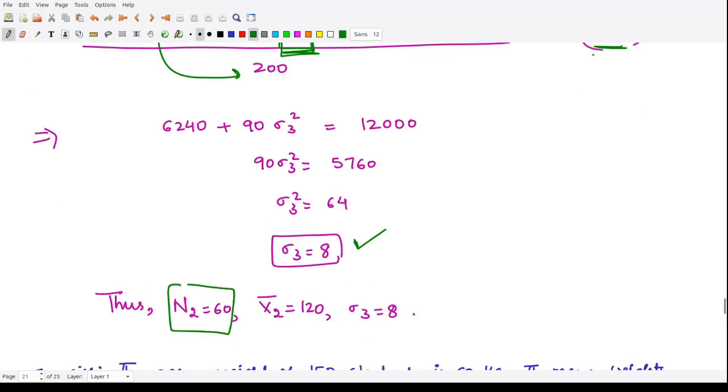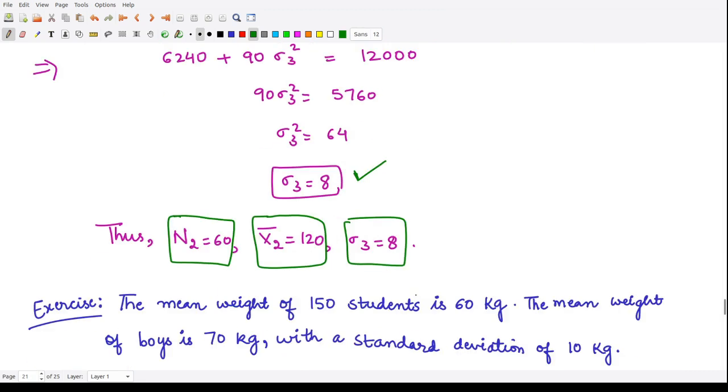N2 we have computed to be 60, the mean for group 2 is 120, and the standard deviation for the third group came out to be 8. Once you know the total frequency of all the three groups, you know the combined mean for all the three groups and the combined standard deviation for all the three groups.